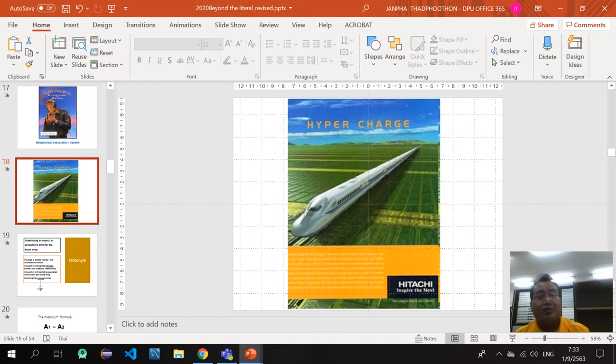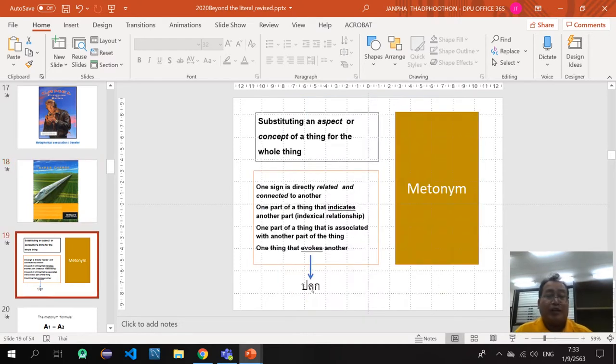Now let's move on to metonym. Metonym is about the substitution of an aspect or concept of a thing for the whole thing.